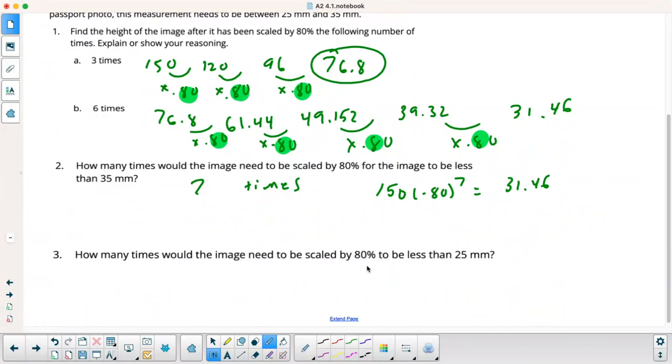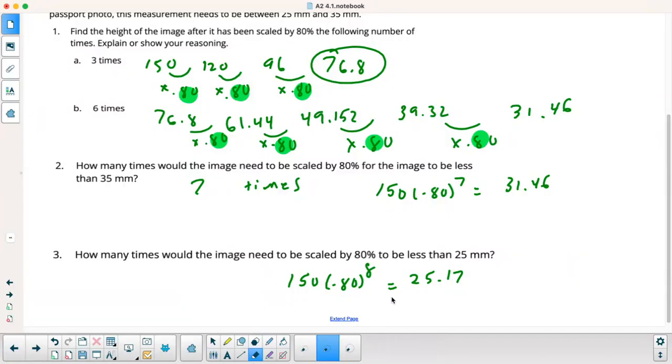So how many times would it need to be scaled by 80% to be less than 25? Knowing that shortcut that I just gave you, I'm going to plug in some numbers. If I plug in 8, does it become less than 25? Let's try it. 150 times 0.8 to the 8th. It's not, it's 25.17. So it's still not, it's close, but it's not small enough.